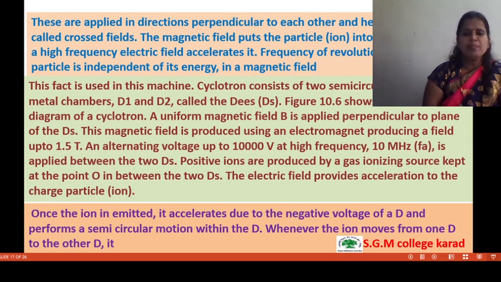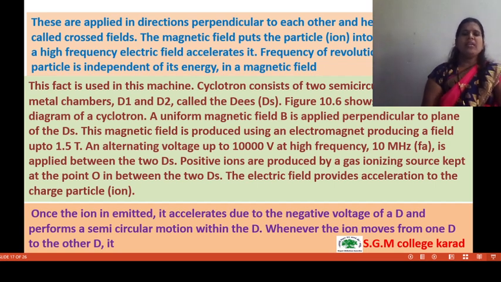This magnetic field is produced using an electromagnet, producing a field up to 1.5 Tesla. An alternating voltage up to 10,000 volts at a high frequency of 10 megahertz is applied between the two Ds. Positive ions produced by a gas ionizing source are kept at the point O in between the two Ds. The electric field provides acceleration to the charged particle.